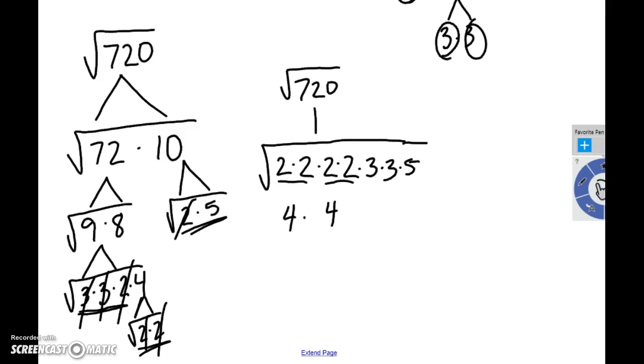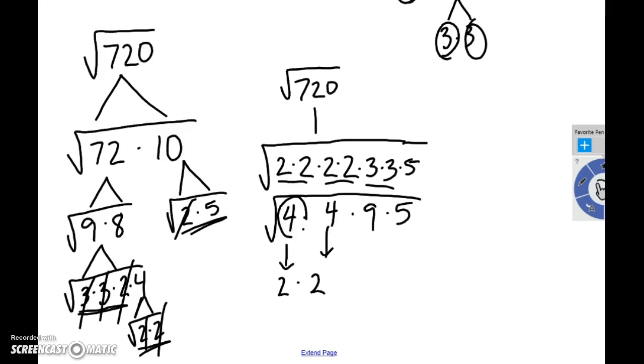And then 3 times 3 is actually 9. Why do I care about that? I care about that because 4 and 9 are perfect squares. So when I take the square root of this 4 right here, I get 2. When I take the square root of that 4 right there, I get another 2. When I take the square root of that 9, I get a 3.